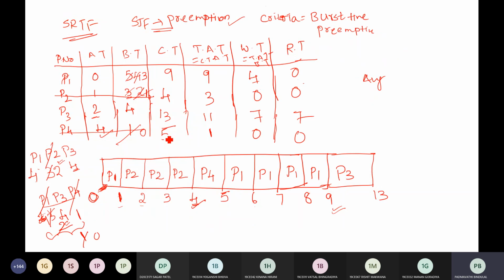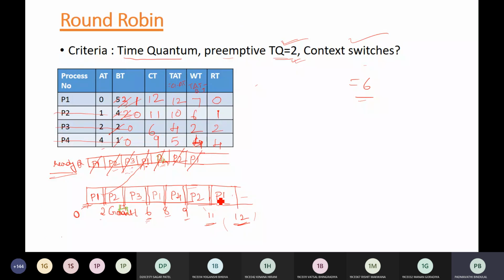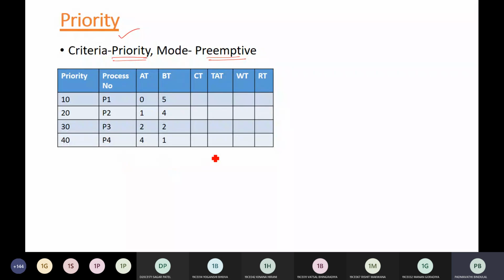Here it is for 2 seconds. In the previous example we were executing only for 1 second. But if you are going for the non-preemptive case, then you have to execute the process to its completion. That means whatever burst time is given, you have to complete it.